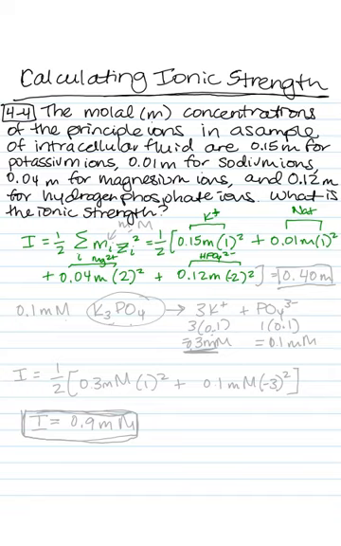So you can have the negative sign, but notice that since these terms are squared, you really only need the absolute value of the charge in order to compute this. So if you go ahead and plug all of these things in, then you will get that the ionic strength of this is 0.40 molal.